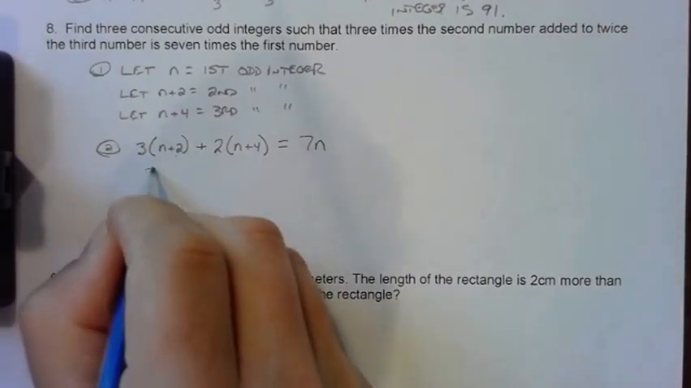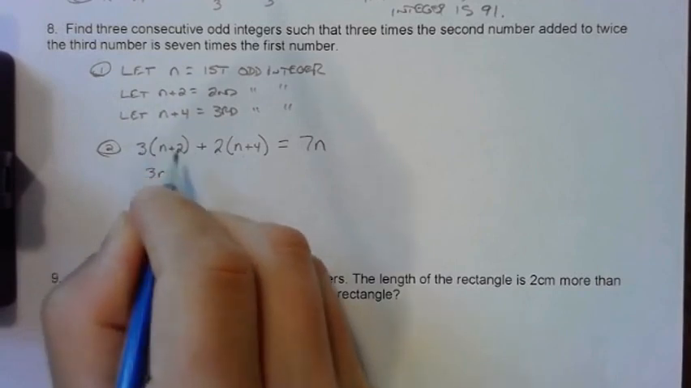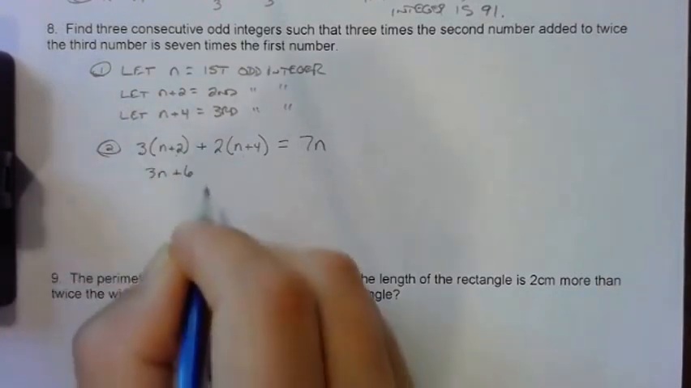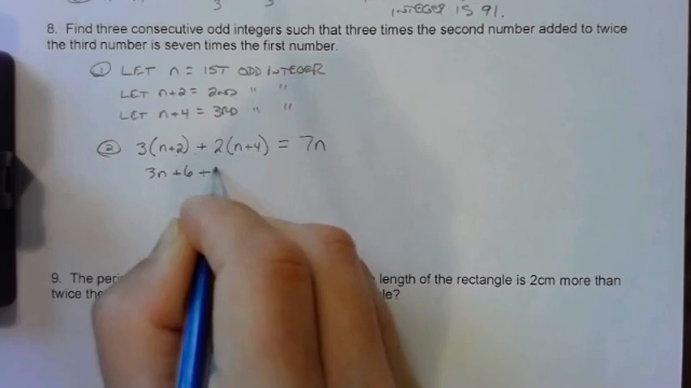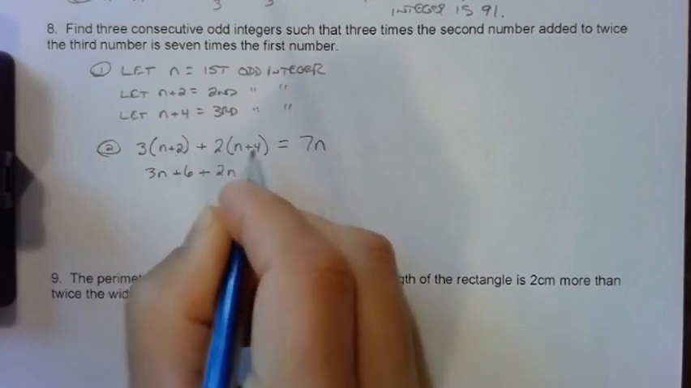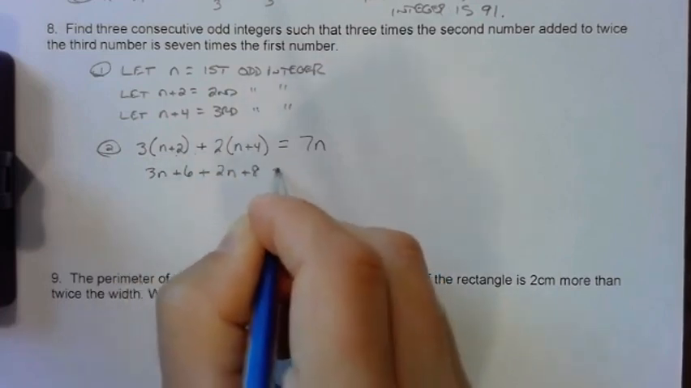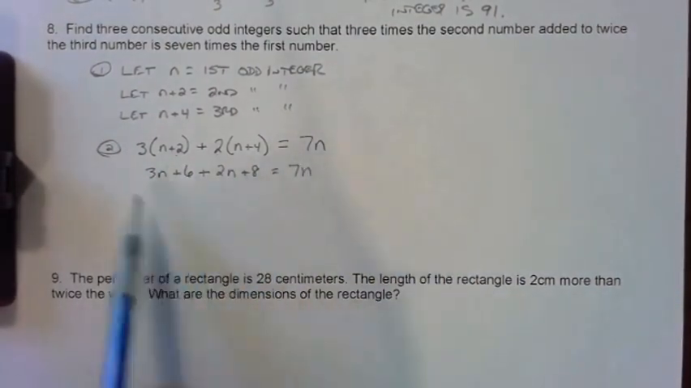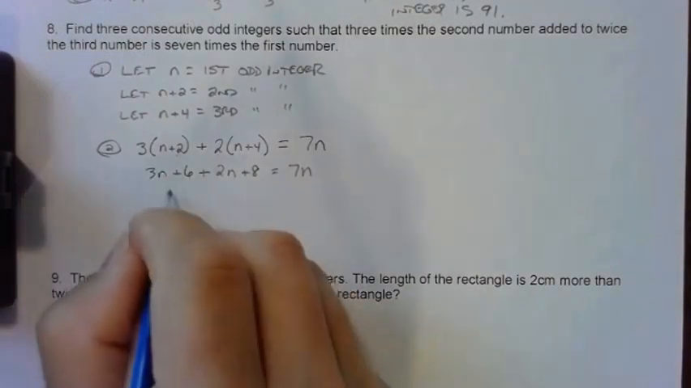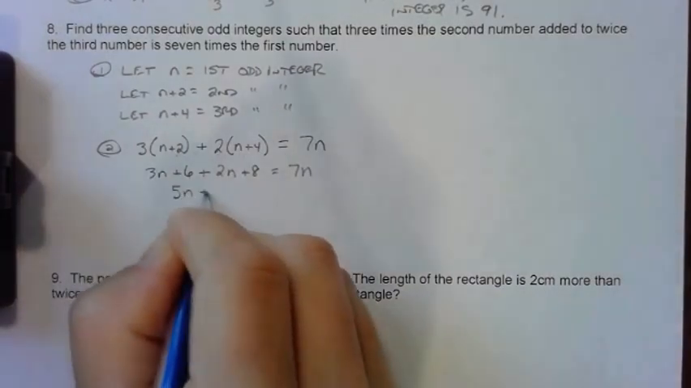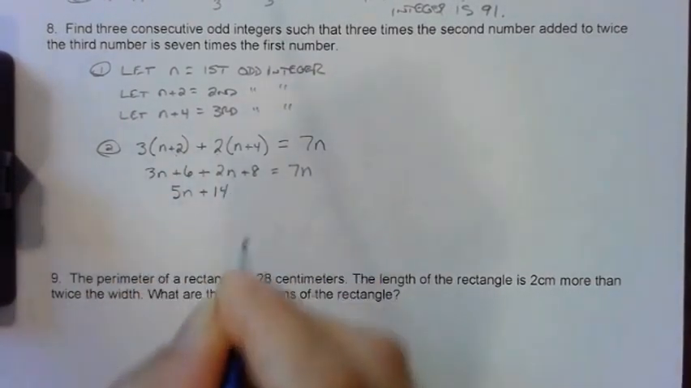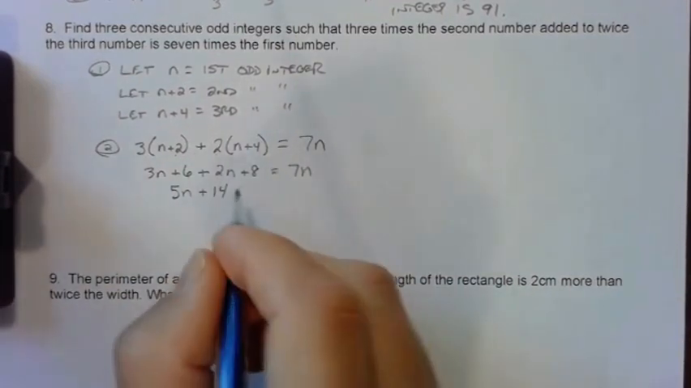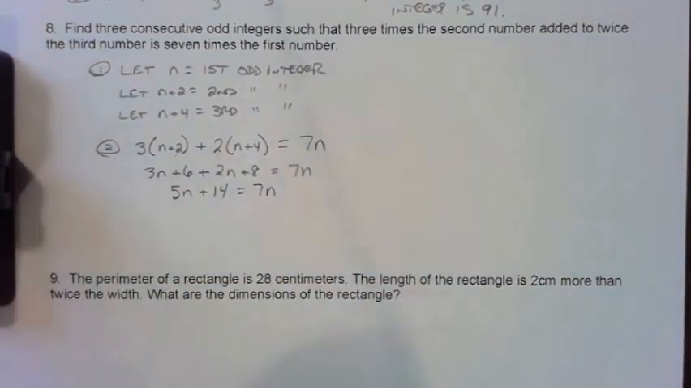3 times n is 3n. 3 times 2 is 6, 3n plus 6, plus 2 times n is 2n. 2 times 4 is 8. 2n plus 8 equals 7n. Let's simplify the left-hand side. 3n and 2n is 5n, and 6 and 8 makes 14. So 5n plus 14 equals 7n.